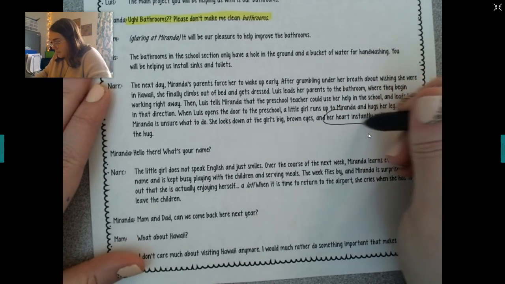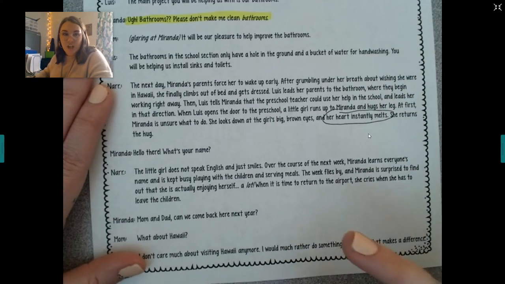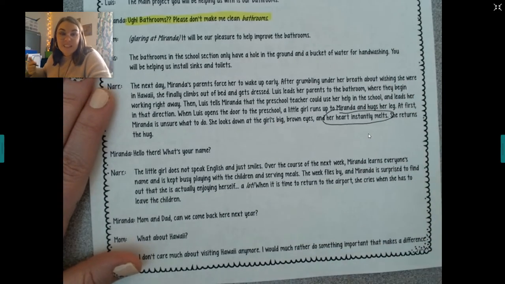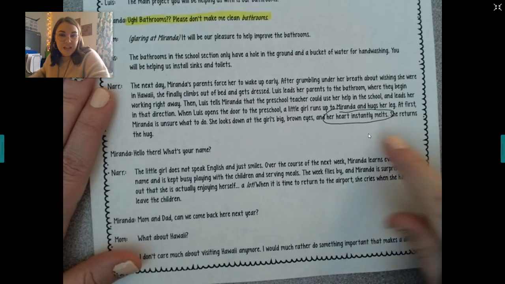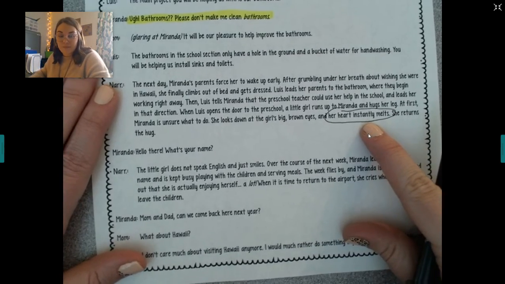Ooh, I'm seeing a turn. I'm seeing a change in Miranda. She was so mad that she had to go to this orphanage. And now her heart's changing.